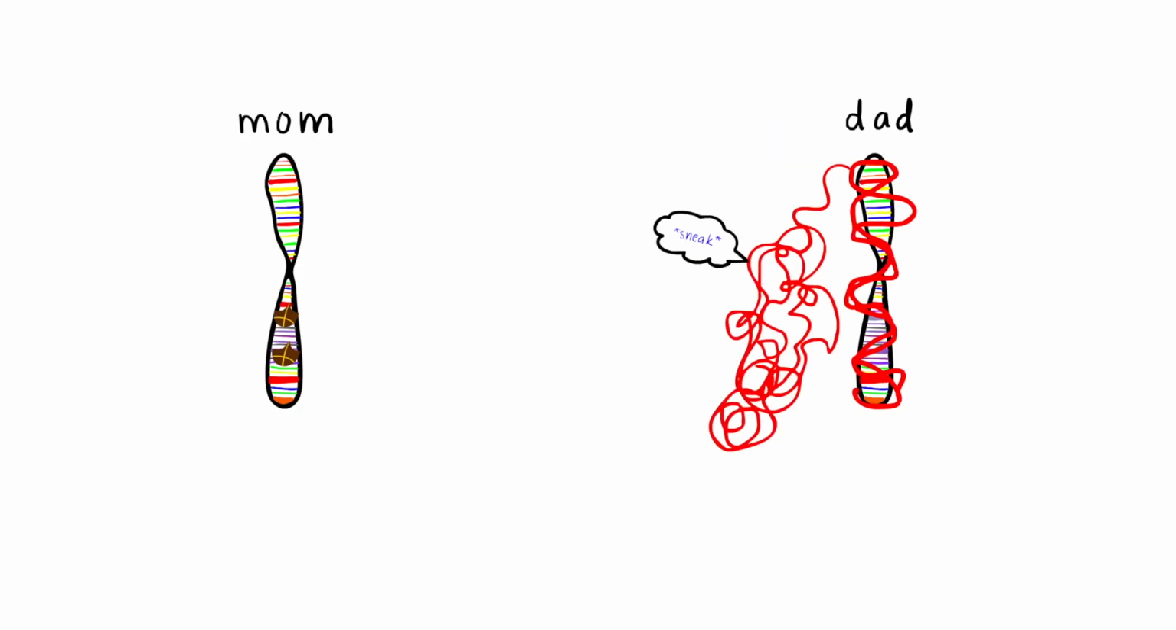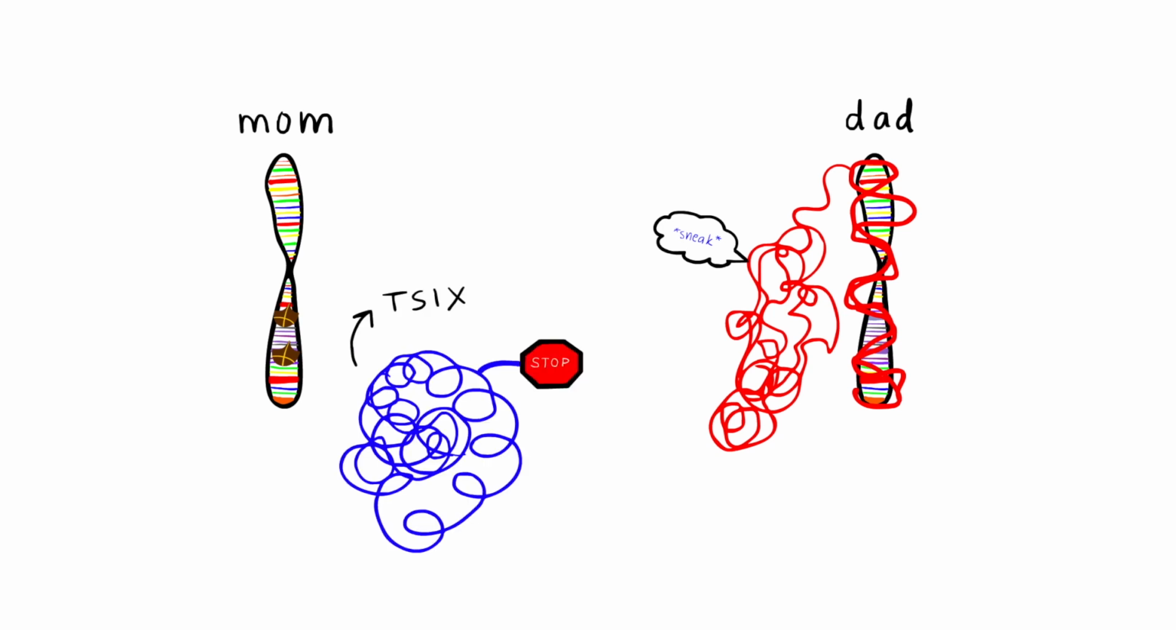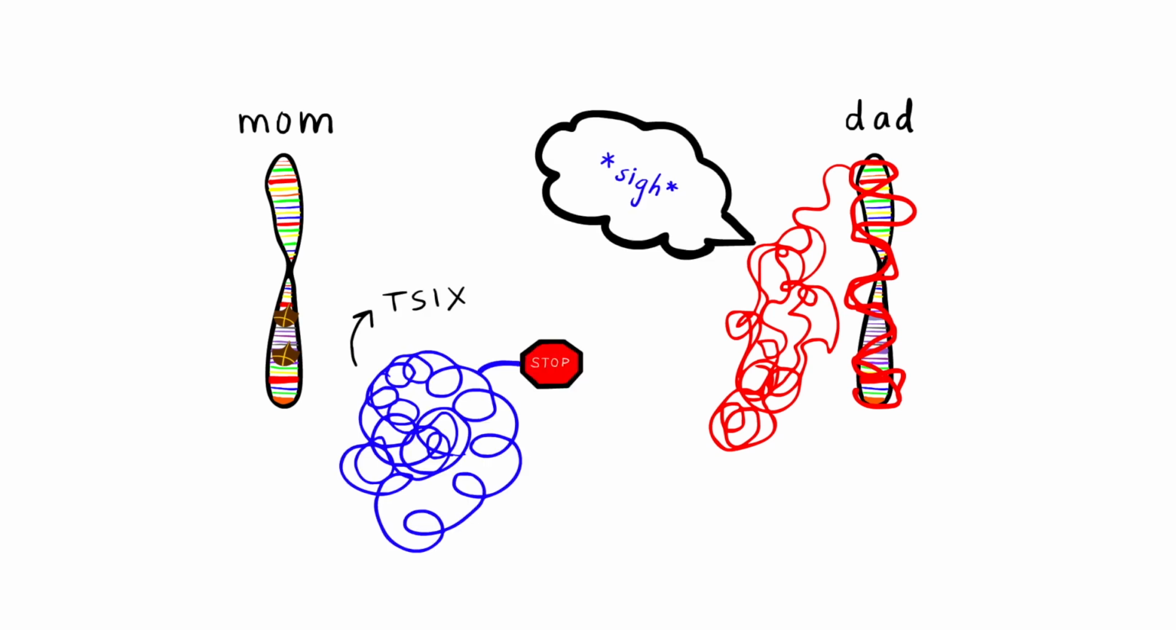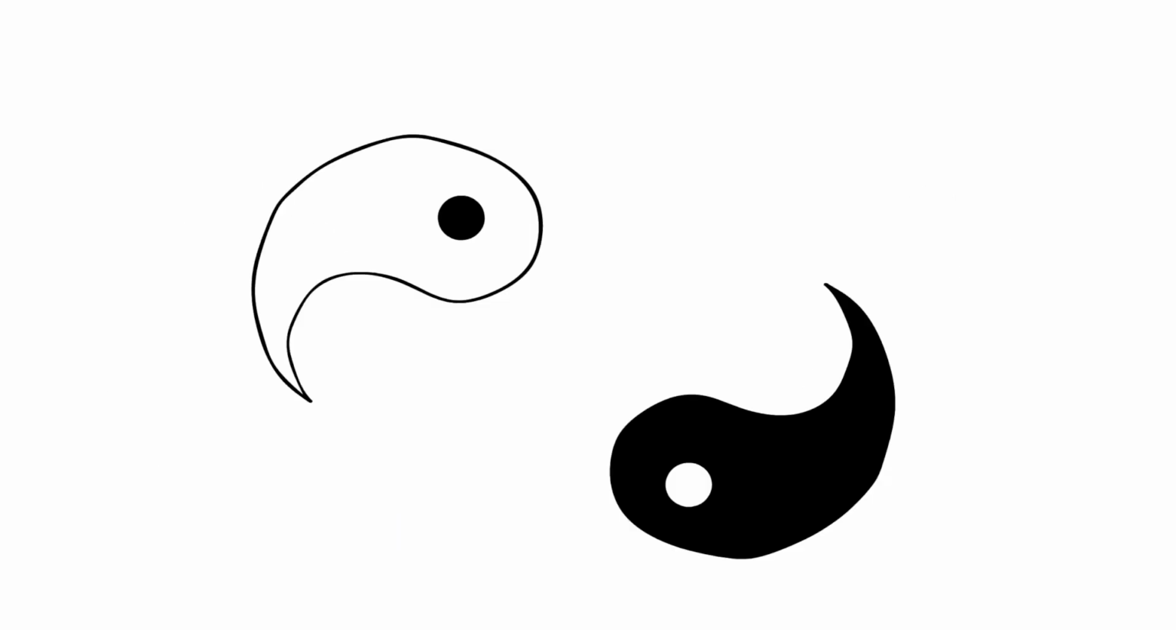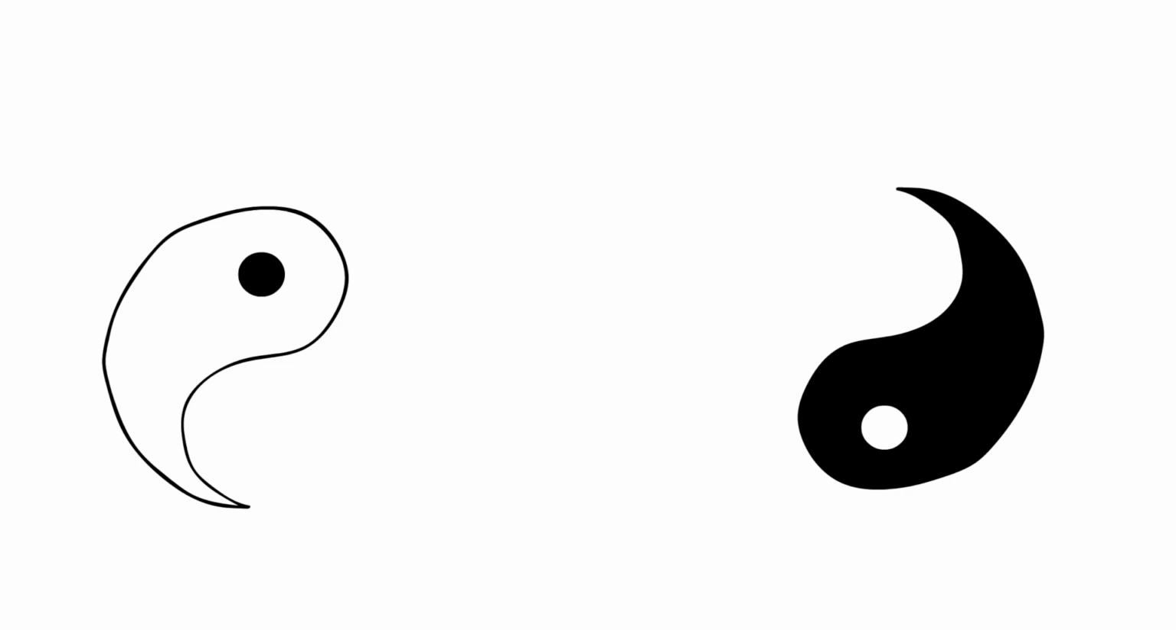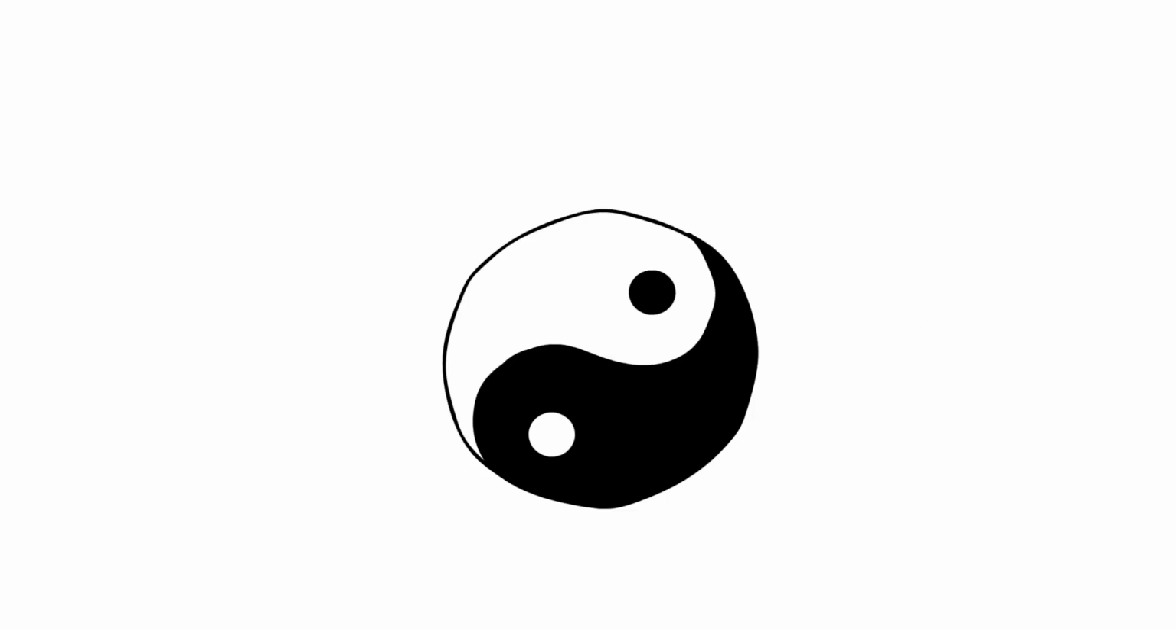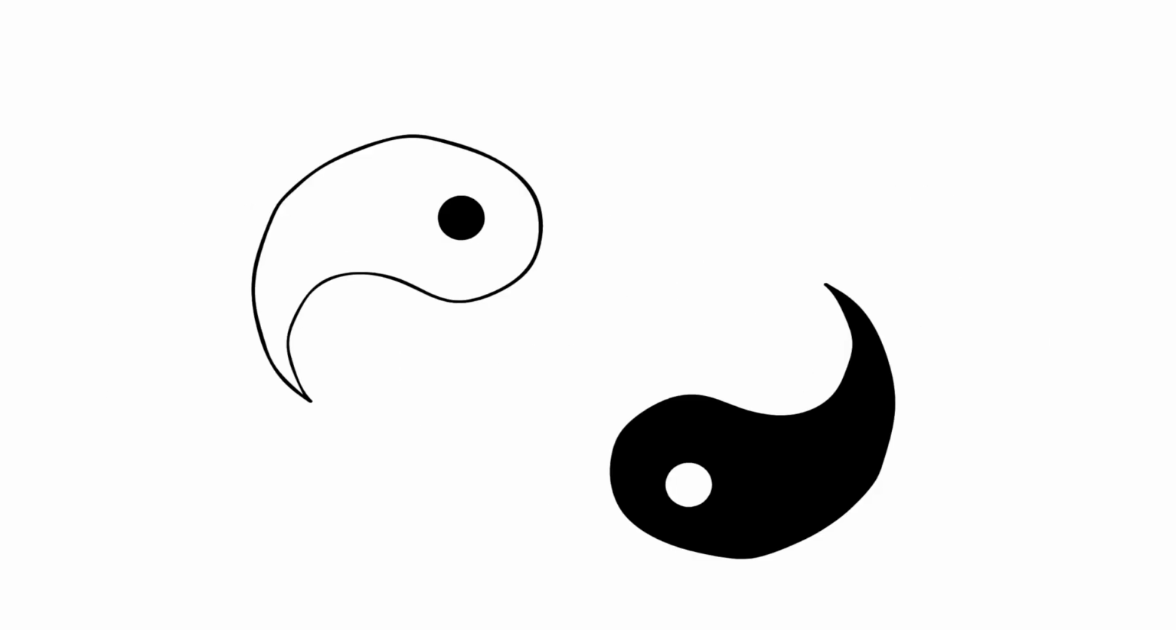But wait, how does the XIST know when to stop? What if it makes its way to the active X? Well, XIST is regulated by another non-coding RNA called TSIX, which intuitively opposes the XIST by halting its function. Think of them as the molecular yin and yang. On their own, they might not amount to much, but together, they create balance.